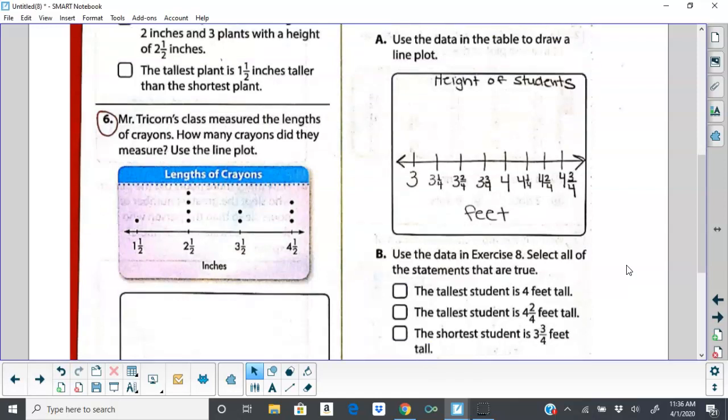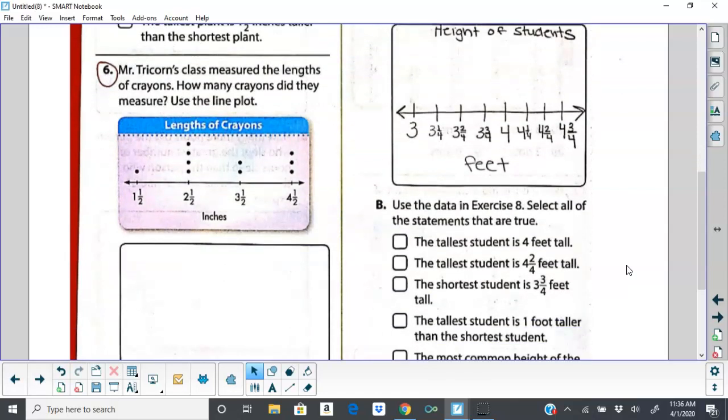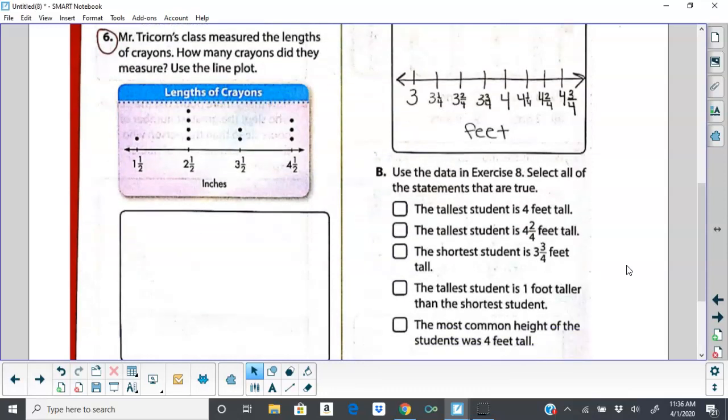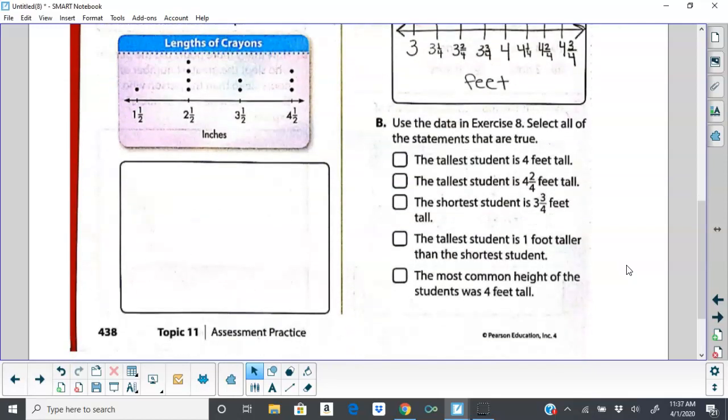Use the data in exercise 8. Select all the statements that are true. The tallest student was 4 feet tall. Fill in the box if it's true. The tallest student is 4 2/4 feet tall. Fill in the box if that's true. The shortest student is 3 3/4 feet tall. Fill in the box if that's true. The tallest student is 1 foot taller than the shortest student. Fill in that box if that's true. The most common height of the students was 4 feet tall. Fill in the box if that's true.